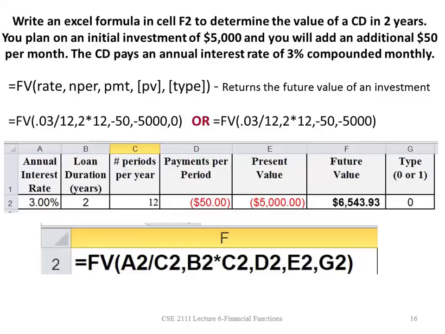Okay, so we have the interest rate of 3%. Compounding period is monthly, so 0.03 divided by 12 for the rate argument. The NPER argument, 2 years, multiplied by the compounding periods, which is 12. You're going to put $50 into your CD every month, so it's negative 50. Your present value, you're putting in $5,000, so it's a negative 5,000, and the type is 0. And notice we have plugged in the values at the bottom, the arguments, and our answer in F2 is the future value of $6,543.93.